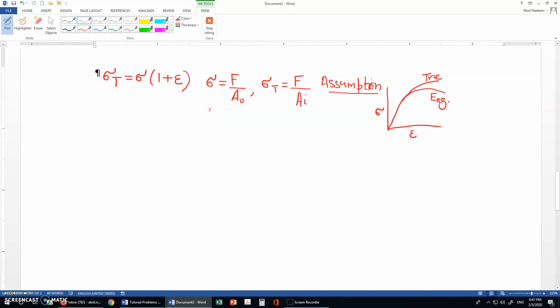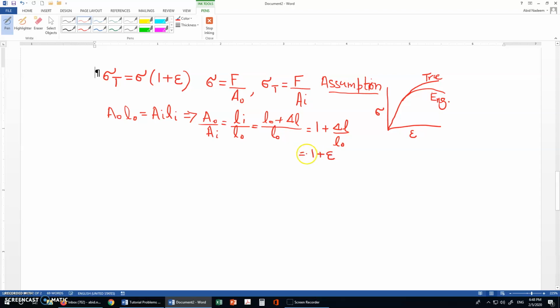So when the volume is constant, we can write that A naught times L naught is equal to Ai times Li. A naught is the original area, L naught is the original length. So original area times original length is the volume, and Ai is the current area and Li the current length, so their product is also equal to volume. So from here we can write that A naught divided by Ai will be equal to Li divided by L naught, or in another way, Li is equal to L naught plus change in length, divided by L naught, or in another way, L naught over L naught is 1, and then it will be delta L over L naught. But delta L over L naught is equal to the engineering strain, so it will be equal to 1 plus epsilon. So we can say that A naught over Ai is equal to 1 plus epsilon.